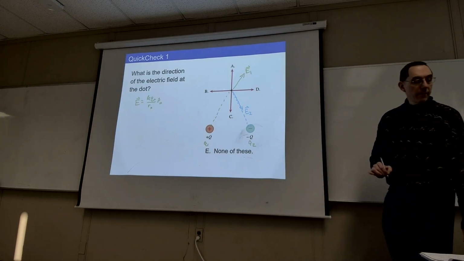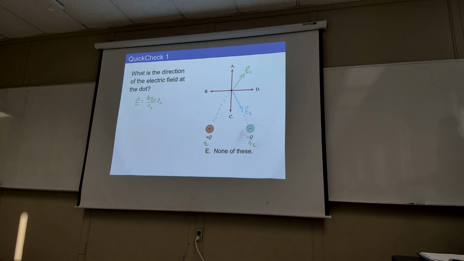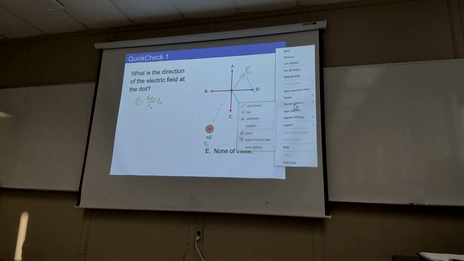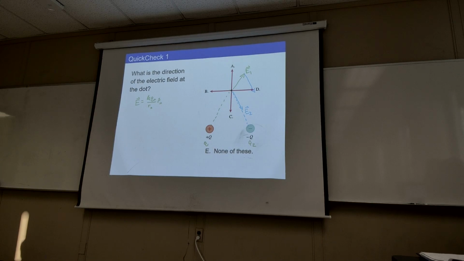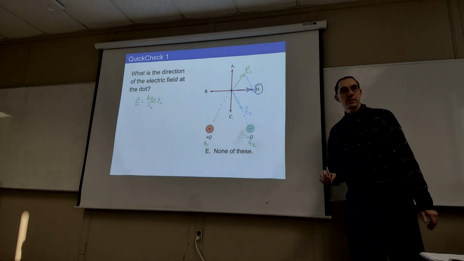All right, great. Well, now we have two vectors, E1 and E2. We need to add them up. So with that, we can use our standard head-to-tail model. It looks something like this, right? And if we add those up, we see that the net field then is going to be in the direction to the right. Okay? So here we expect D to be the correct answer.